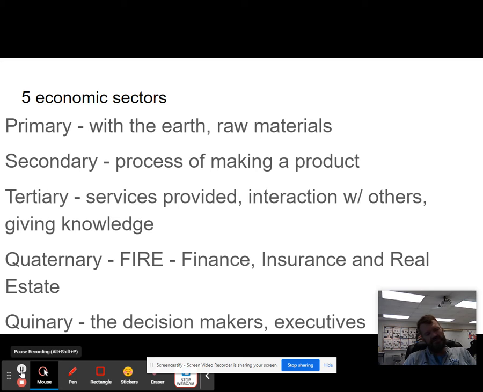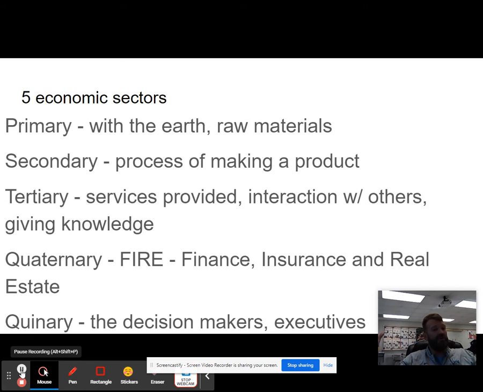Now, you go up and if you're the executive, right, you're going to be making more money, okay, than the people below you because you're making those decisions, right? You're getting paid the big bucks to make those decisions. So that's a quinary economic activity, right? So those are the 5 economic sectors, and those are all examples.